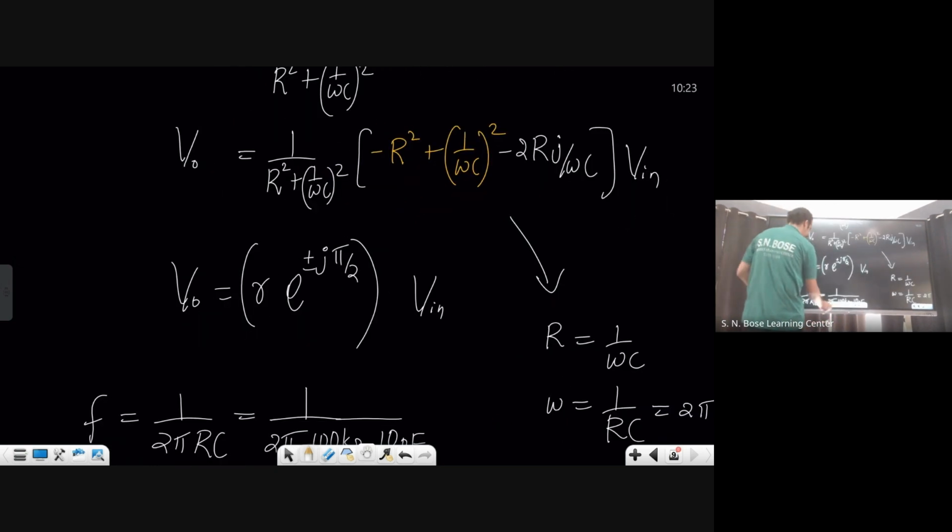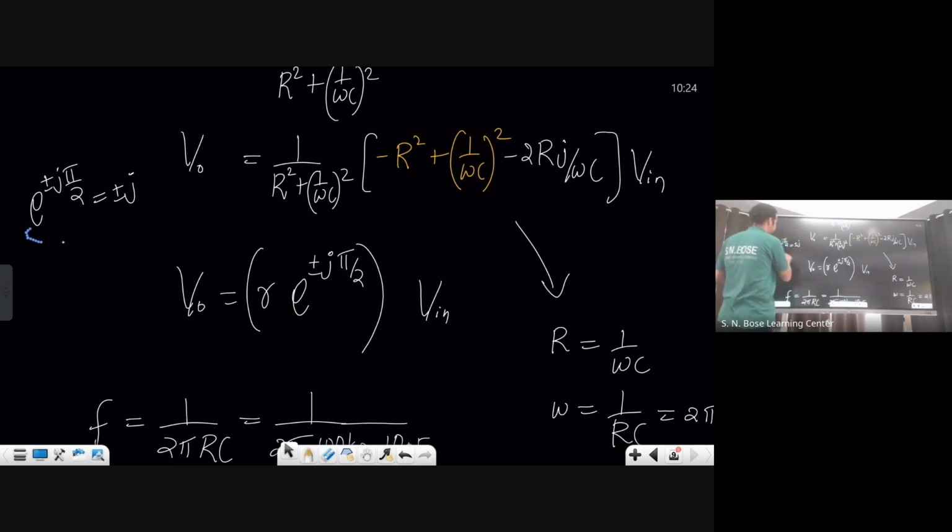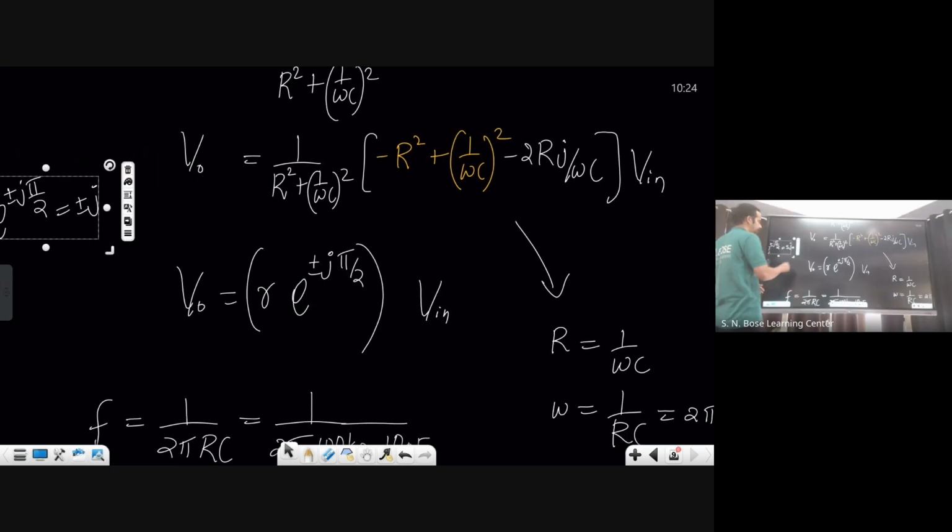I'm saying the condition that they have given, output and input having a 90-degree phase difference. This complex quantity must be in this format. That's what I'm saying. e power plus or minus j pi by 2 is plus or minus j only, am I right? Cos pi by 2, i sin pi by 2. You got a point? That's what I'm saying.